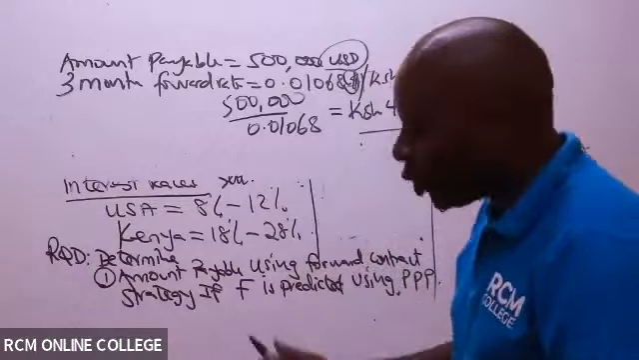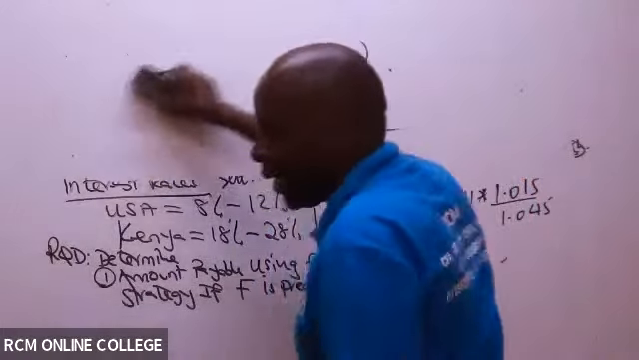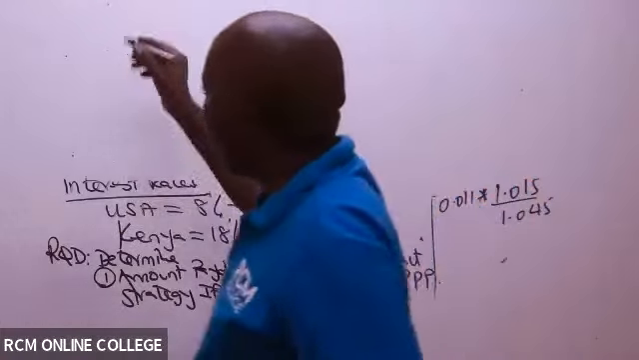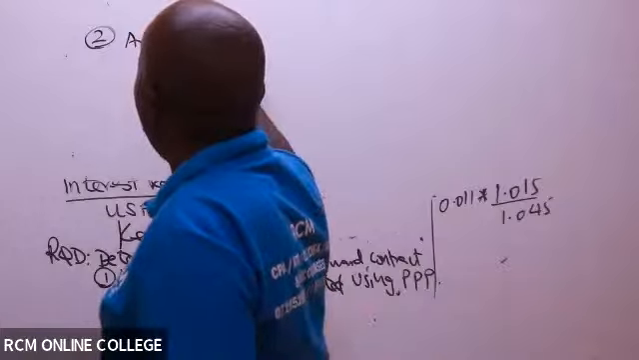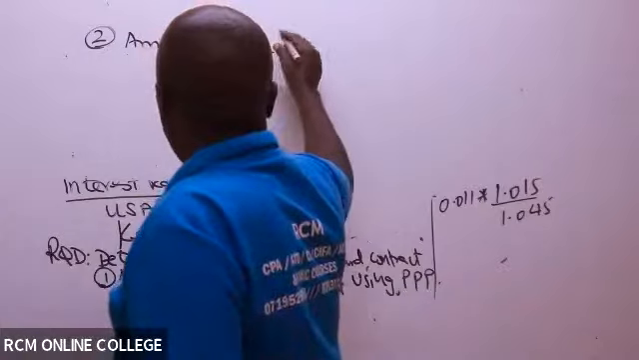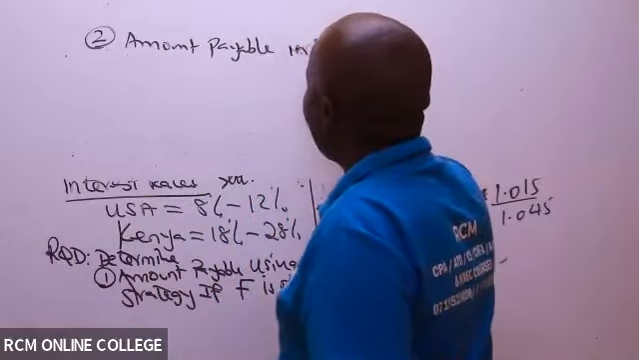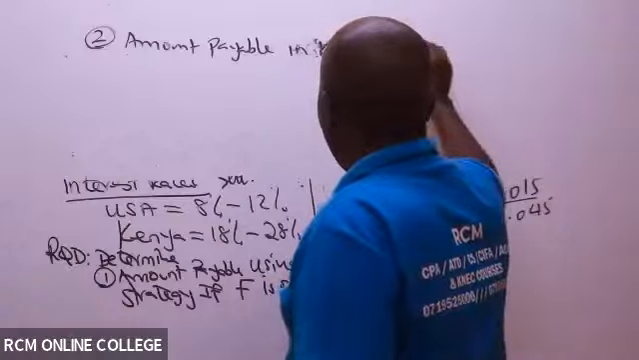So now we are writing number 2 down. Amount payable in Kenya shillings using forward contract.